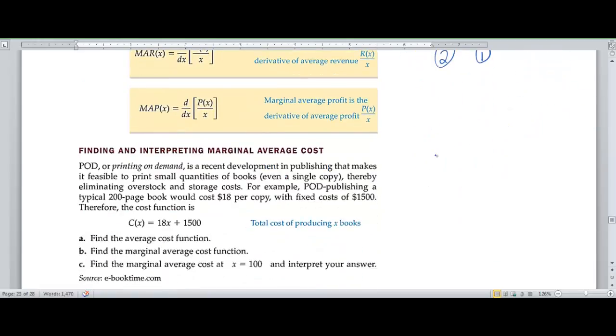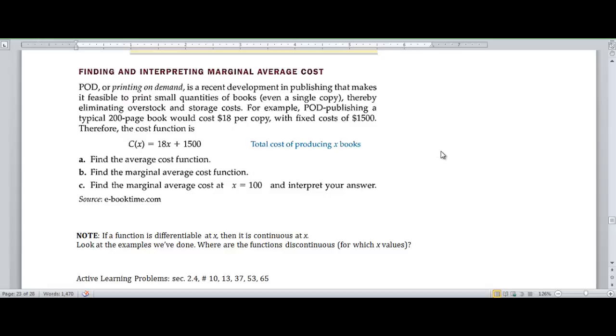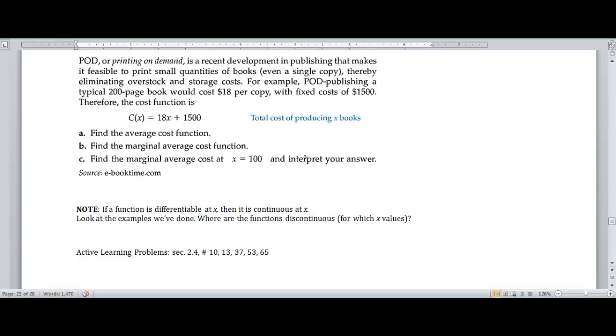Let's do an example. Printing on demand, that's a big thing now. If you want to print and rewrite a book or anything, you can just print it on demand. It makes it feasible to print small quantities of books, even a single copy, thereby eliminating overstock and storage costs. For example, POD, printing on demand publishing a typical 200-page book, would cost $18 per copy with a fixed cost of $1,500. Therefore, this is the cost function.